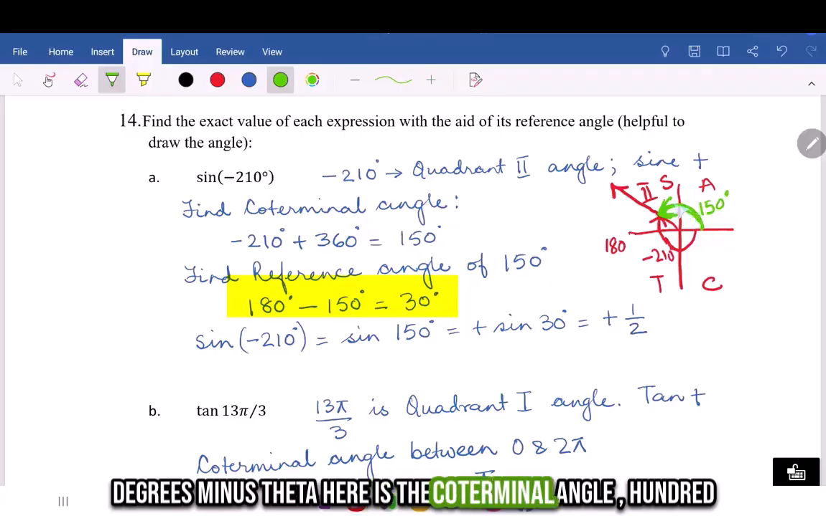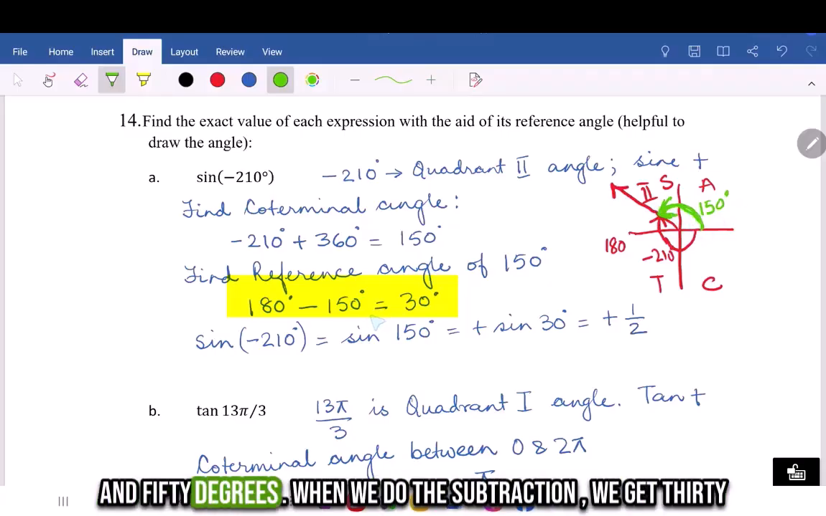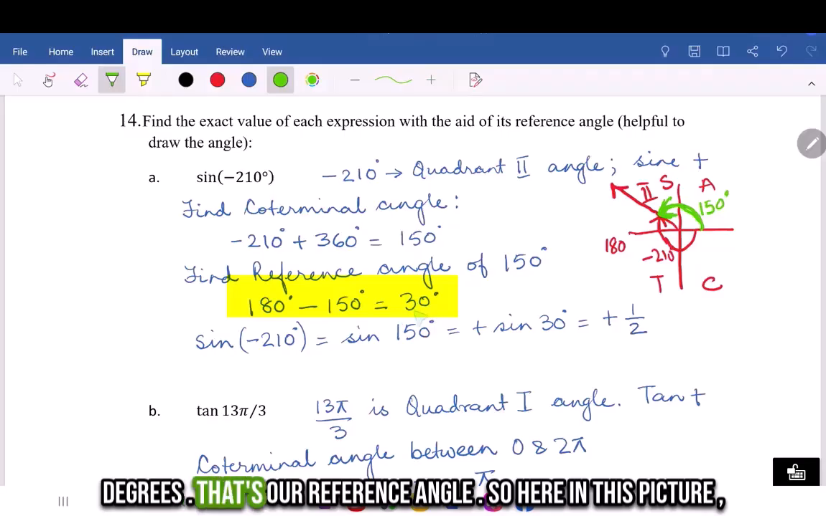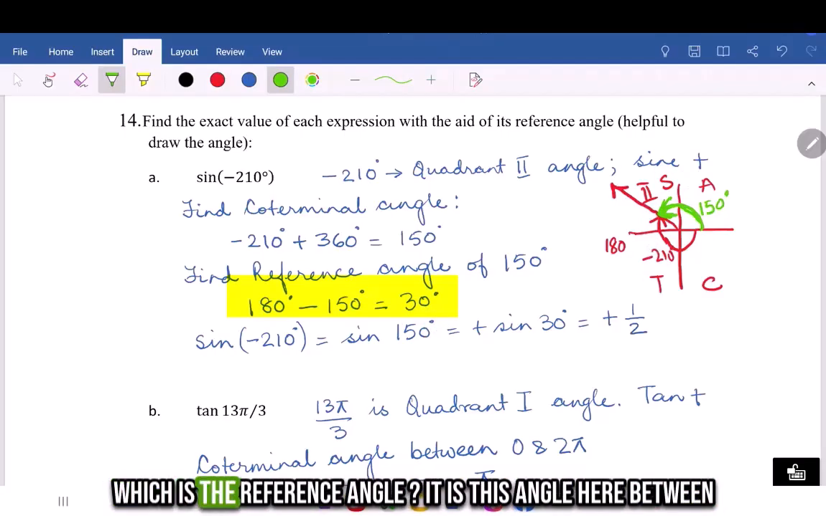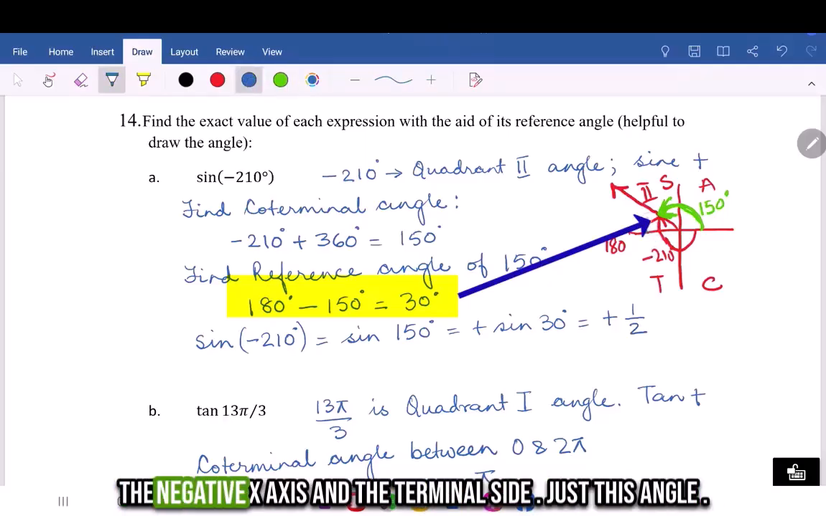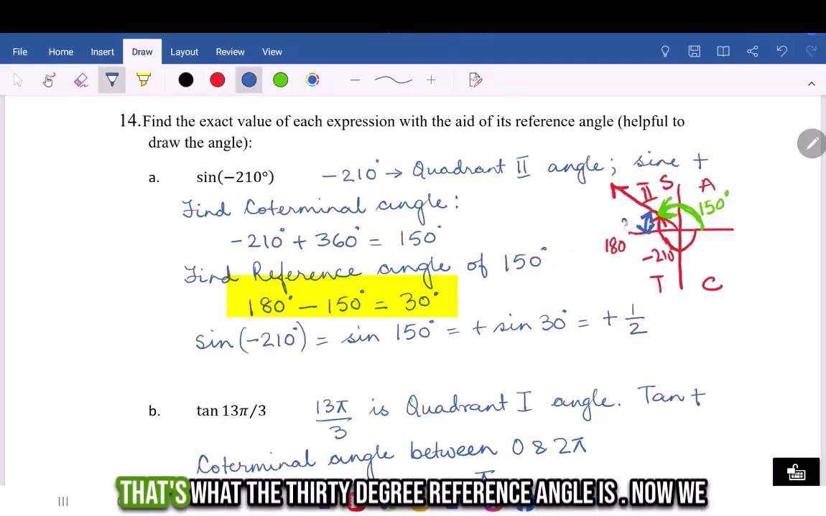Here is the coterminal angle, 150 degrees. When we do the subtraction, we get 30 degrees. That's our reference angle. So here in this picture, which is the reference angle? It is this angle here between the negative x-axis and the terminal side, just this angle. That's what the 30-degree reference angle is.